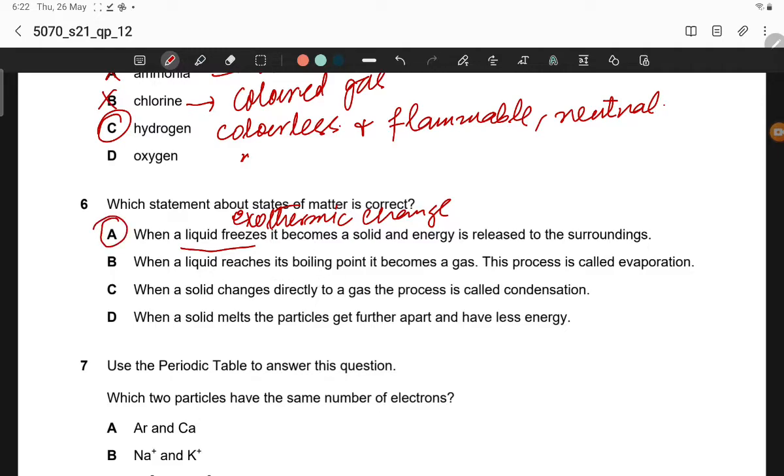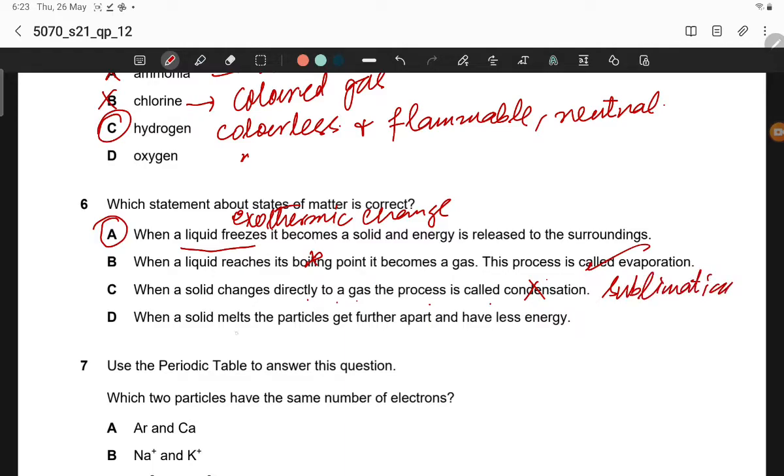When a liquid reaches its boiling point, it becomes a gas. This is incorrect. This process is called evaporation. When a solid changes directly to a gas, the process is called condensation. Solid changes directly to a gas. No, this is not condensation. It is sublimation.